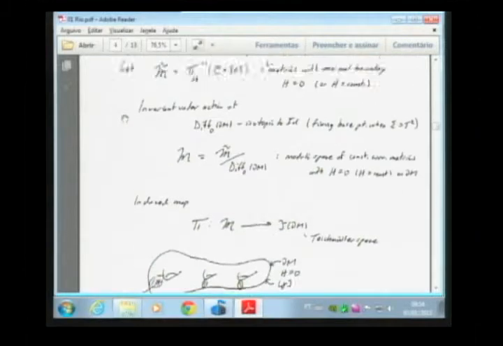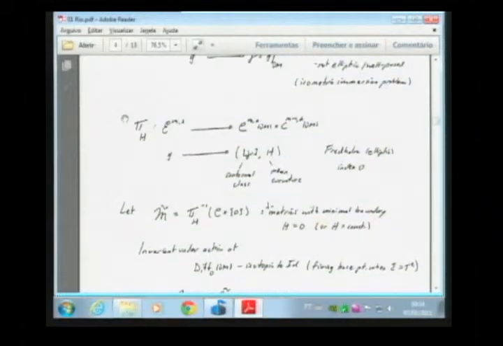So when we go back up to where we came from, we started off with this map here, pi h. This is now the infinite dimensional setting. This guy here is a regular value. C cross 0 is a regular value of this map pi h.